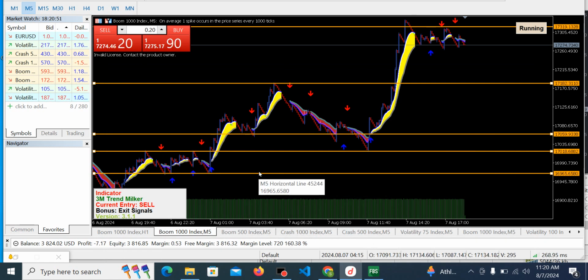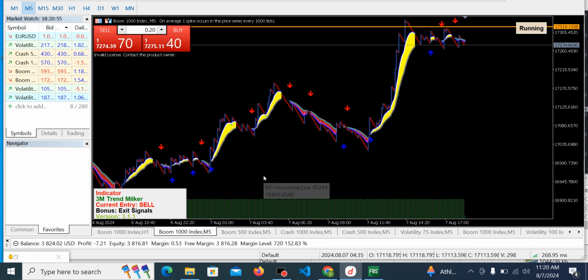So this is the 5 minute time frame, and this is Boom 1000. I'm using the 3M trend Milka trading indicator to do my analysis right from here. So the uptrend started from here, got to this region, and of course had a major pullback, went back up to break out above the resistance zone to get to a new resistance. So it has gotten to a new resistance.